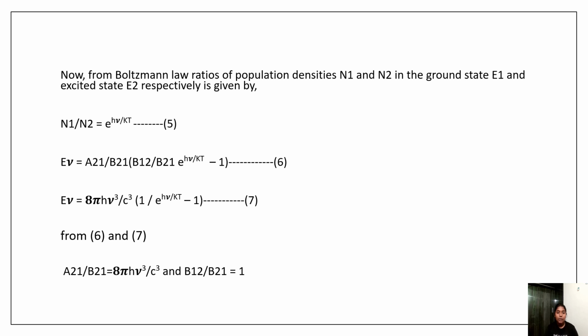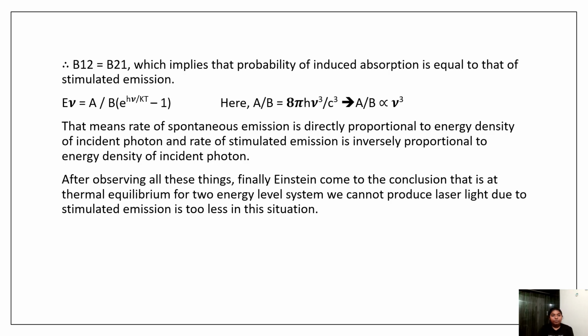But from the thermal equilibrium formula by Planck's law, E mu is equal to 8 pi h mu cube divided by c cube into 1 by e power h mu by kT minus 1, considering it as equation 7. From equations 6 and 7, A21 by B21 is equal to 8 pi h mu cube by c cube and B12 by B21 is equal to 1. Therefore, B12 is equal to B21, which implies that the probability of induced absorption is equal to that of stimulated emission.